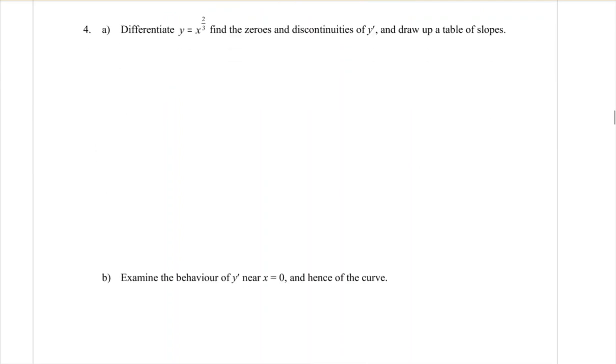Okay, on to question 4. We want to differentiate y is equal to x to the power of 2/3, find the zeros and discontinuities of y dash, and then draw up a table of slopes. So if I think about the equation y is equal to x to the power of 2/3, I could have any value of x that I wanted into that equation and I would get a y value. So because there's no fractions or anything else involved here, there are no discontinuities.